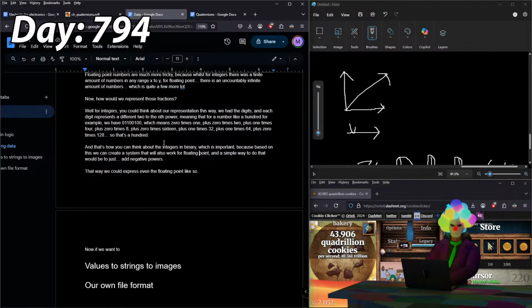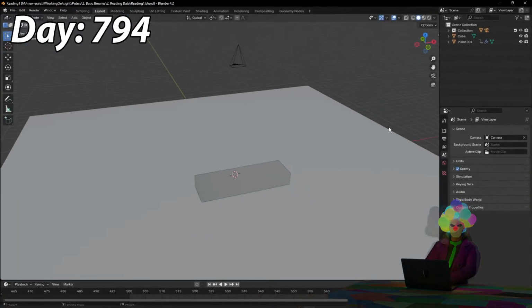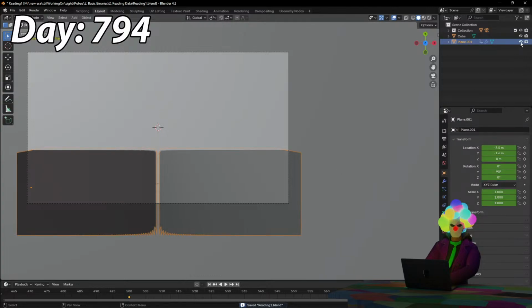For integers, you can think about the representation this way. We have the digits. Each digit represents 2 to the nth power. Okay, so right here, what we want is we want this to disappear. We don't care for it anymore.